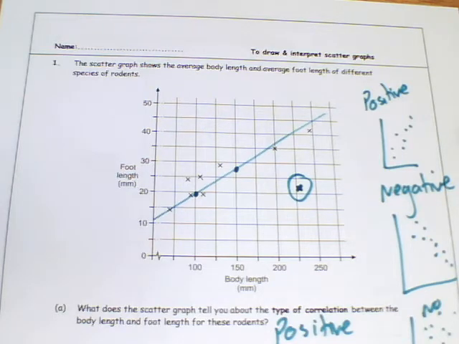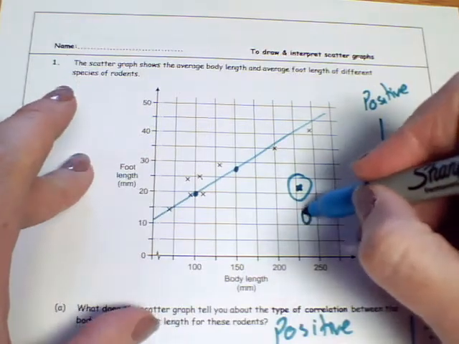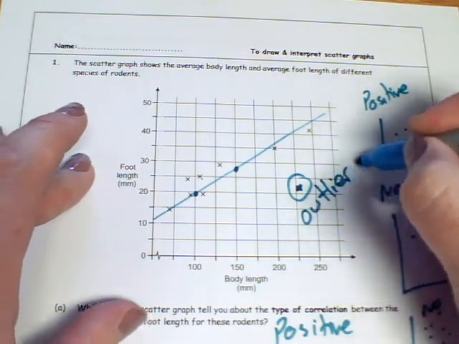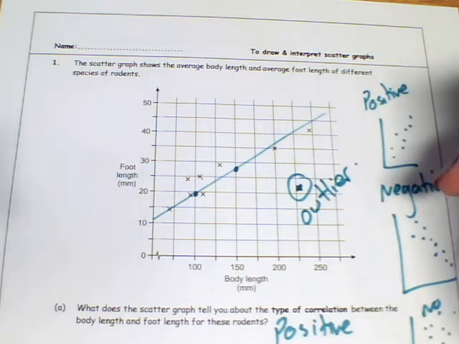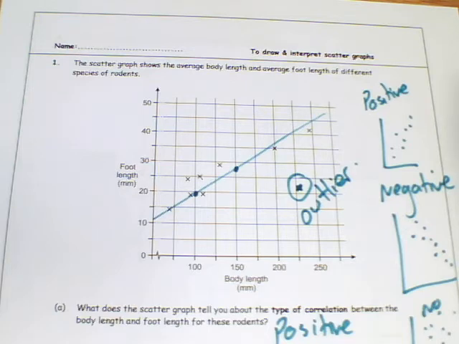Now, does that fit the trend? No, it does not. It's what we call an outlier. Because it doesn't fit the pattern of what's going on, it's not part of our data set. It's an outlier. It's not likely to be one of our rodents. Right, let's have a look at another question.